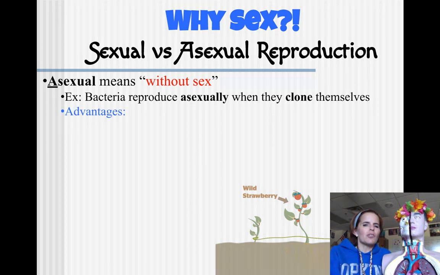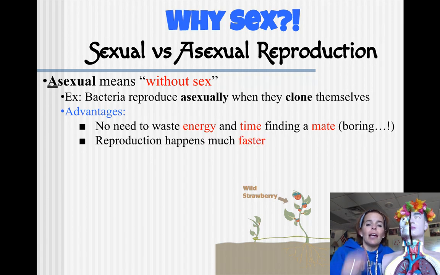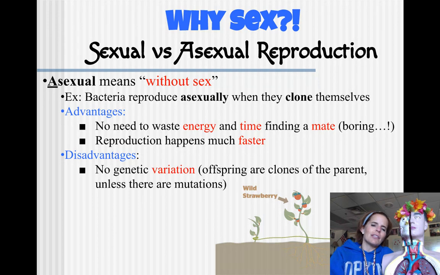So what are the advantages? Why do some organisms reproduce asexually? Why does that even exist on our planet? Well, it turns out that it's really, really efficient. Reproducing asexually, there's no need to waste energy and time finding a mate, and reproduction is able to happen much, much faster. Well, if it's so quick, why do we reproduce sexually? Well, the disadvantage to asexual reproduction is that there's no genetic variation. Except for occasional mutations, the offspring are clones of the parent.